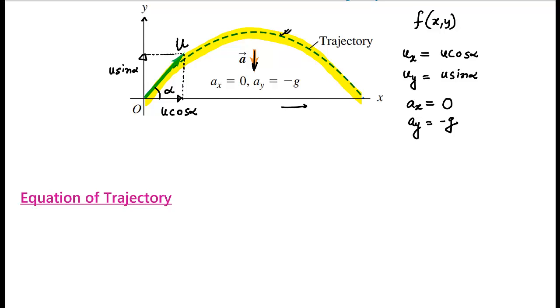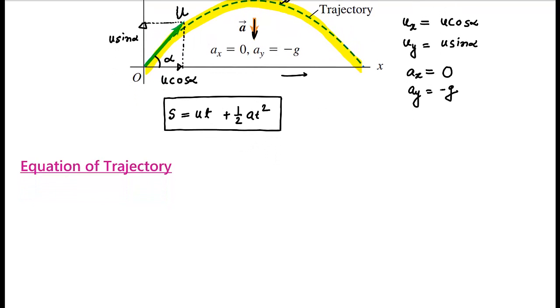And if you remember, when an object is moving in one dimension, we derived a formula to calculate distance: s equals ut plus half at square. In this expression, s is the distance, u is the initial velocity, a is the acceleration, and t is the time. So now I will use this expression in the x direction and in the y direction, and find the equation of trajectory.